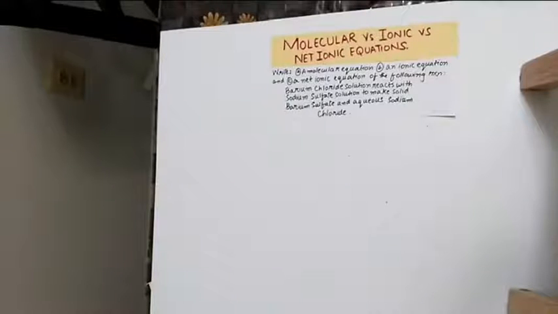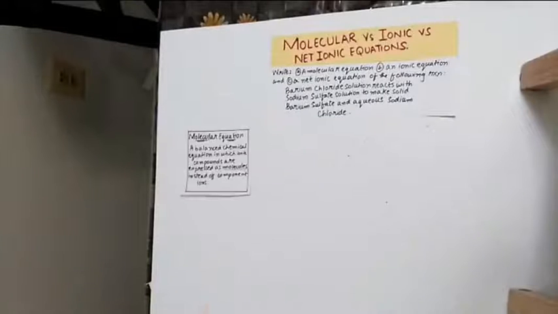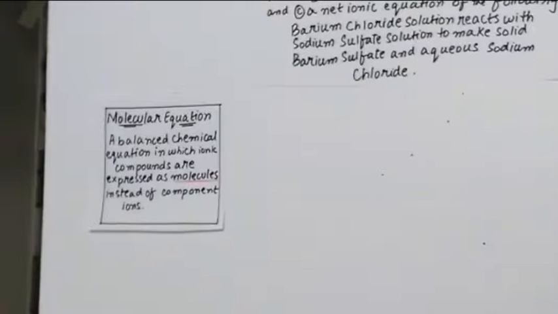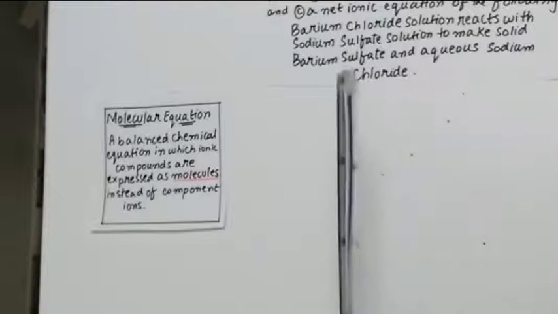Now it's time to see what that really means. A molecular equation is a balanced chemical equation in which ionic compounds are expressed as molecules instead of component ions. What does that really mean? We know that there is a formula for each ionic compound. Whenever we write chemical equations, we need formulas for them. So we know that barium chloride is BaCl2. We have that memorized.